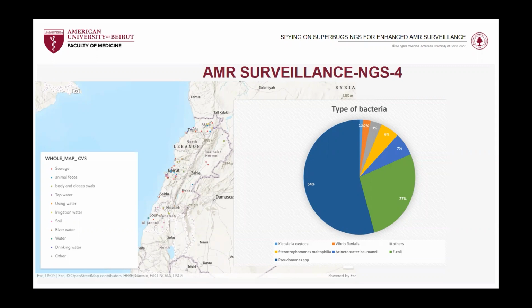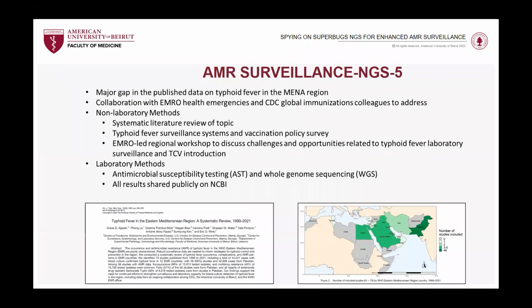We also expanded further our work beyond Lebanon, and we teamed up with colleagues at CDC and WHO EMRO, and we got a fund by Gavi to conduct a surveillance study on XDR typhoid. So typhi in our region is in the whole EMRO region. EMRO is different than MENA. EMRO is MENA plus Pakistan, for the ones who don't know. And Pakistan have been struggling with an XDR typhi outbreak since 2017.